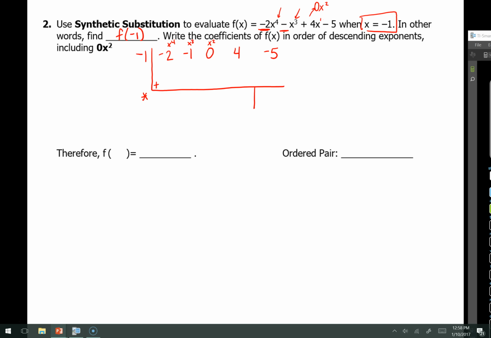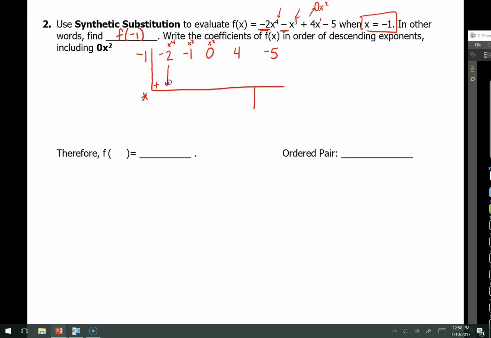If you forget to include a 0 coefficient where you need one, this is not going to work out nicely. So remember, you can always use direct substitution to check your work. Also, just look at your polynomial and make sure you have all of the exponents starting with your degree and descending order, and it includes all of them. It doesn't skip anything.